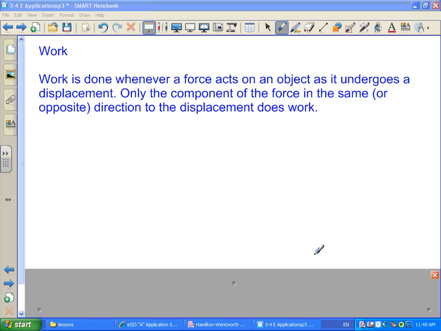And the force doesn't actually have to produce this displacement, the force just has to be acting on it while this object is moving. Where does the dot product come in? Well, only the component of the force which acts in the same direction or in the opposite direction to the displacement does any work in the question. So in terms of vectors here, work is the dot product of our force and our displacement, or F dot D. Okay? And doing that dot product picks out the component of the force which is in the same direction as the motion given by D.